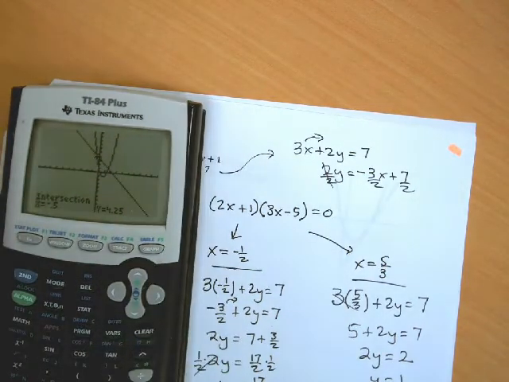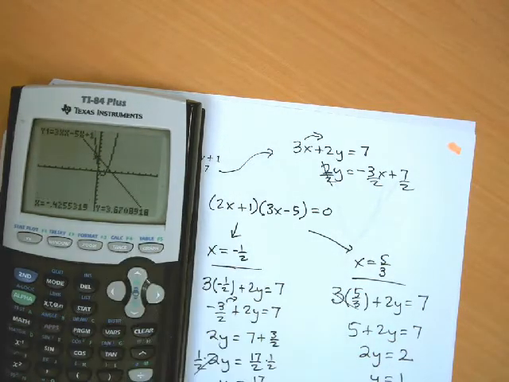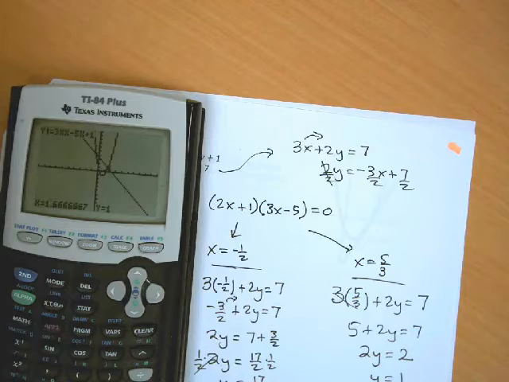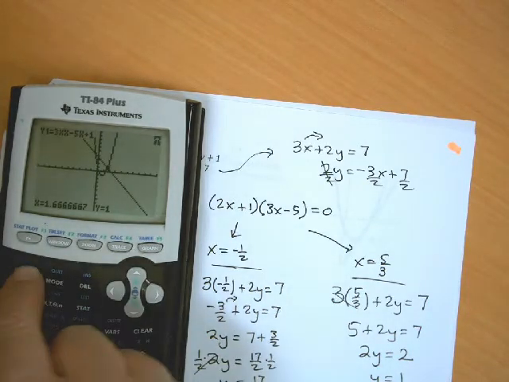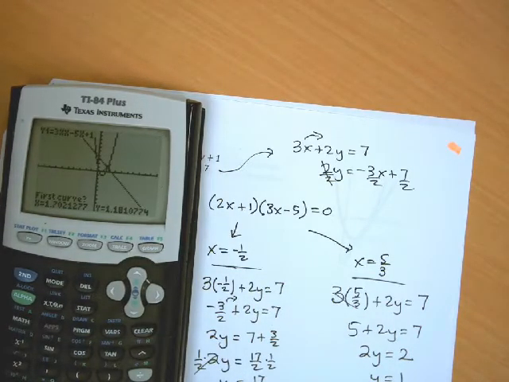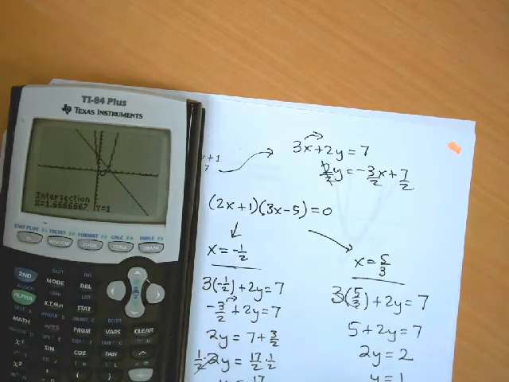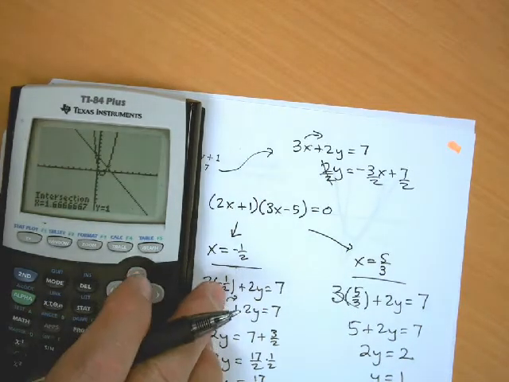The other one should be at 5/3, 1. This will be 1.66 when it comes to it. So trace 5 divided by 3, enter, and you can see it looks like it's blinking on the intersection, but we're going to go second calc choice 5 and hit enter 3 times. And sure enough, 1 2/3 or 5/3, 1. So both of these answers work. Okay.